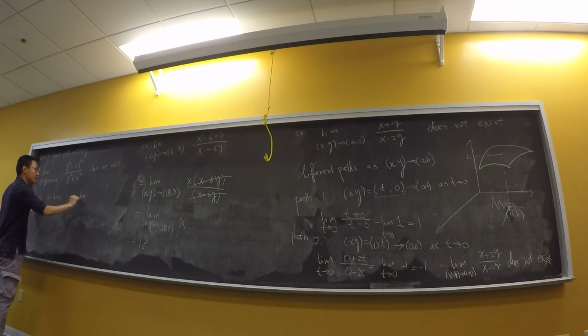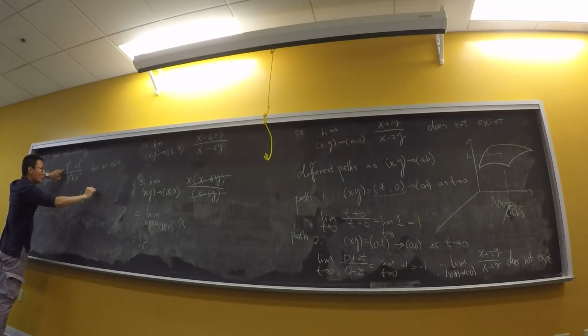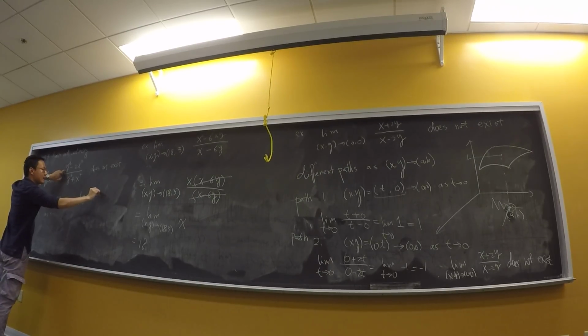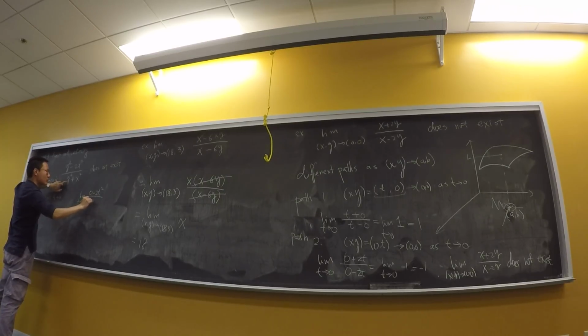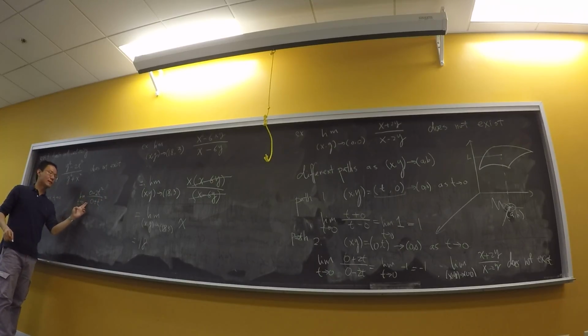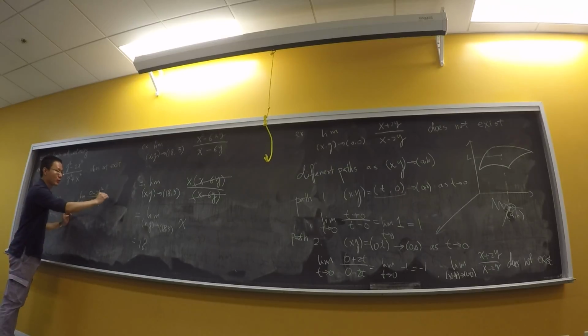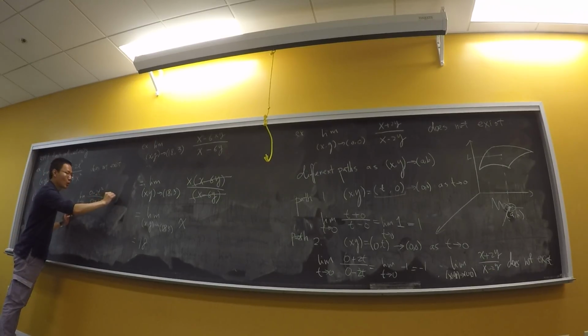So it's limit as t goes to 0, y is equal to 0, so I'm getting 0 minus 2t squared, all right? The denominator is going to be 0 plus t squared. So still we're arriving at a constant function, minus 2. When t goes to 0, it is still equal to minus 2.